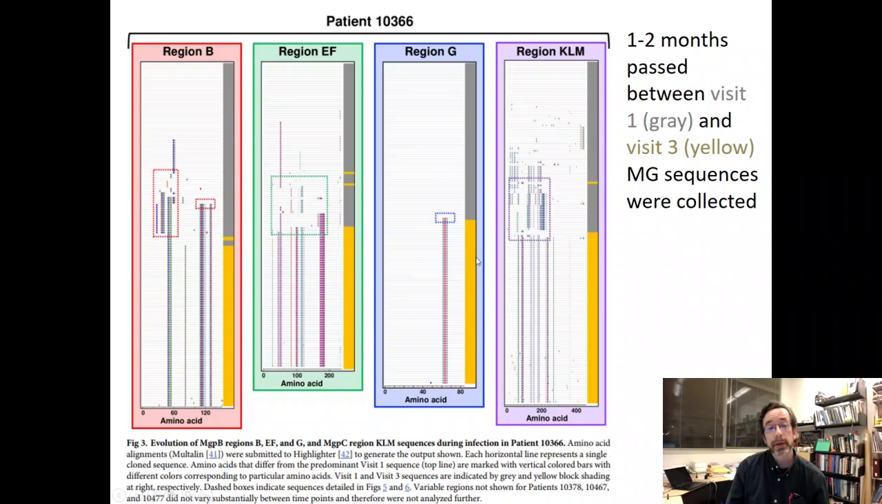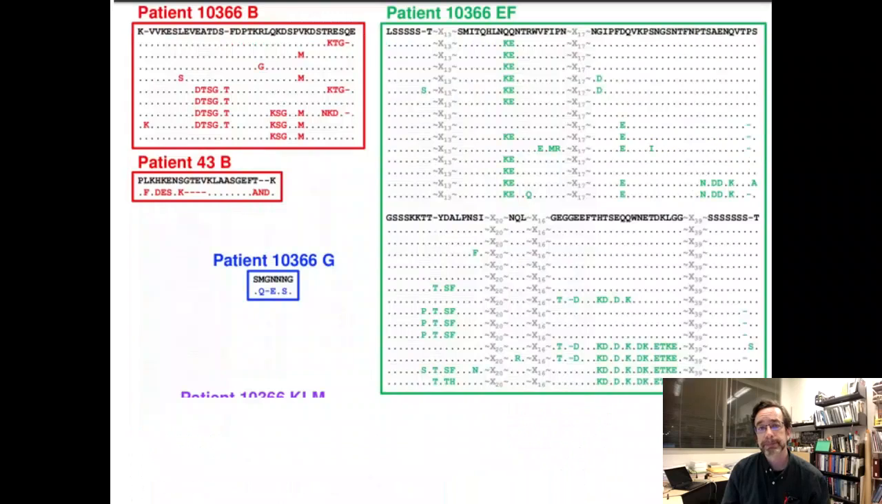So we want to try to get those in fragments that we can make in the lab. Notice also here that region G, the blue one, has some mutations, but not very many. So it's not very interesting relative to the other ones. And that's why, if we have 3 lab sections, let's go after the 3 interesting regions, B, EF, and KLM.